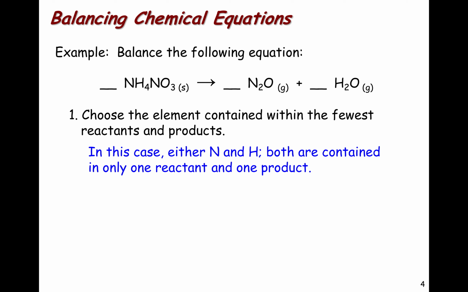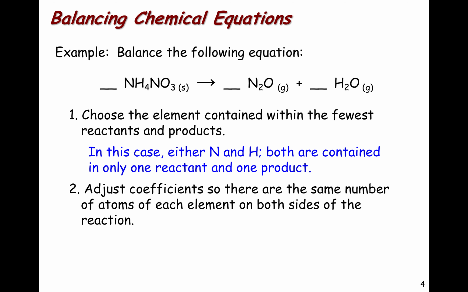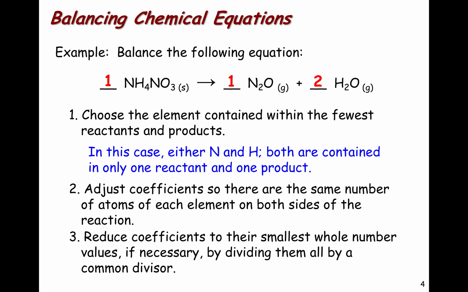You see that on the reactant side, there are 2 nitrogens, and on the product side, there are also 2 nitrogens. So we put a 1 in front of each of the formulas, and this balances the nitrogen. The next element then to balance would be the hydrogen. There are 4 hydrogens on the reactant side. To get there to be 4 hydrogens on the product side, we would put a 2 in front of the water.